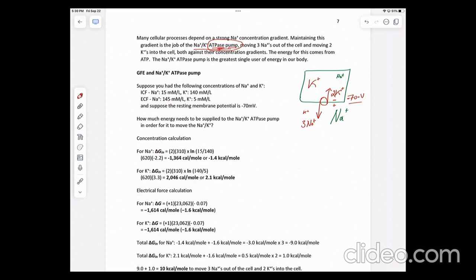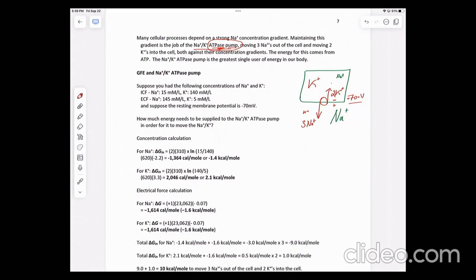The ASE means that this pump has an enzyme on it that has the ability to peel a phosphate off that ATP. And then I've got ADP, but I'm releasing energy, and hopefully that energy being released is going to be enough to supply this sodium-potassium ATPase pump. In fact, it is, which is why we're here.